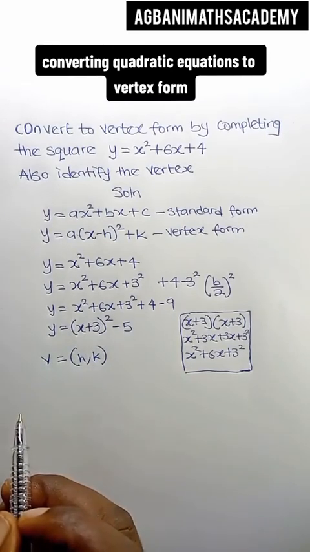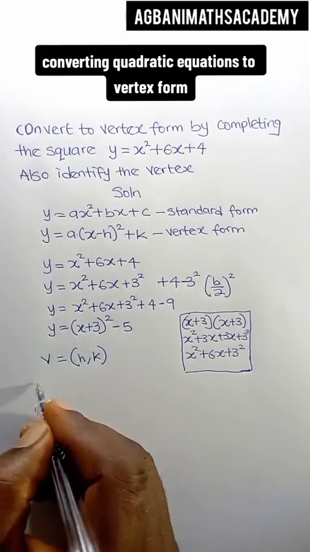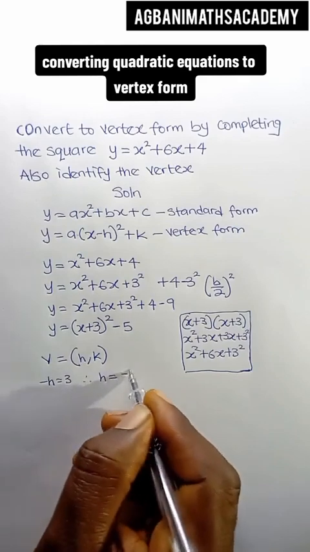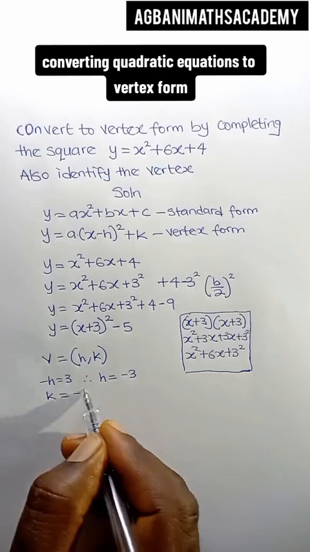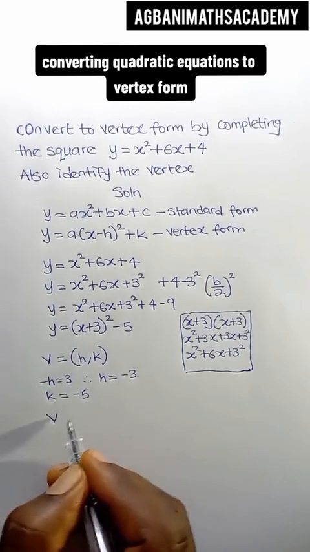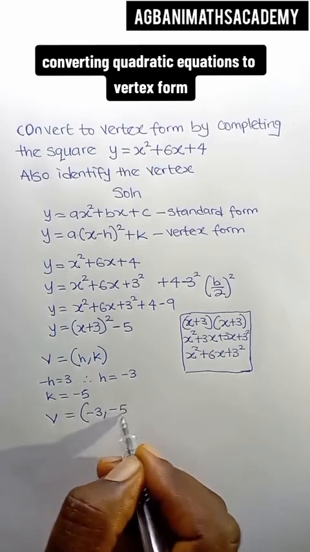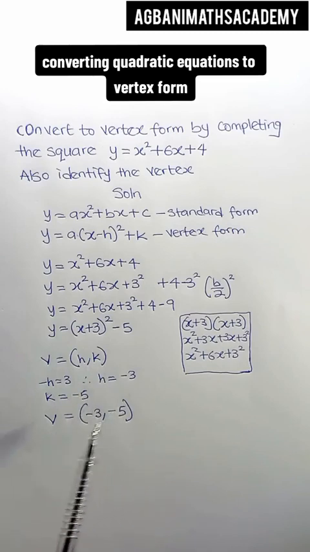The vertex of a parabola is the lowest point or the highest point of the parabola. So let's look at our h. If minus h is equal to 3, so we have minus h is equal to 3, therefore h is equal to minus 3. And then we have our k is equal to minus 5. This means our vertex is equal to minus 3 comma minus 5. So the lowest point of the parabola represented by this quadratic equation is minus 3 and minus 5.